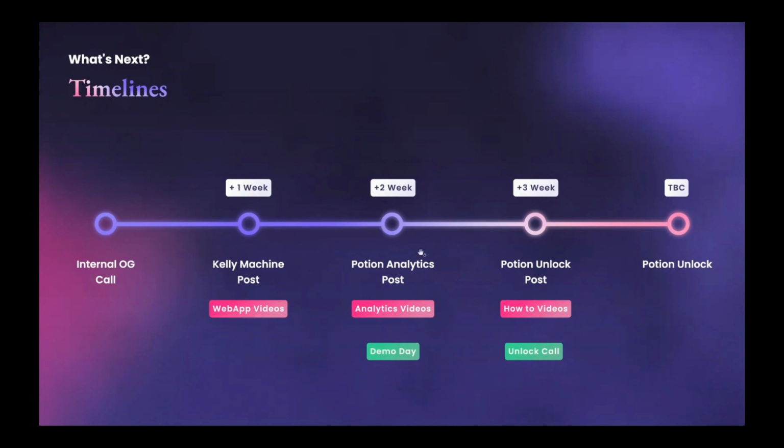The week after that, we're going to be releasing public information on Potion Analytics, including a number of videos. And on that week, we're going to have a demo day. So it's going to be the next call for the community, and we're going to be demoing live with you the UX and also the analytics tools, so that you guys will be able to use it. And I'm happy to say that the Potion Analytics tools are actually Python Streamlit apps, and we're able to release them without revealing the code. So this is going to become available ahead of unlock.